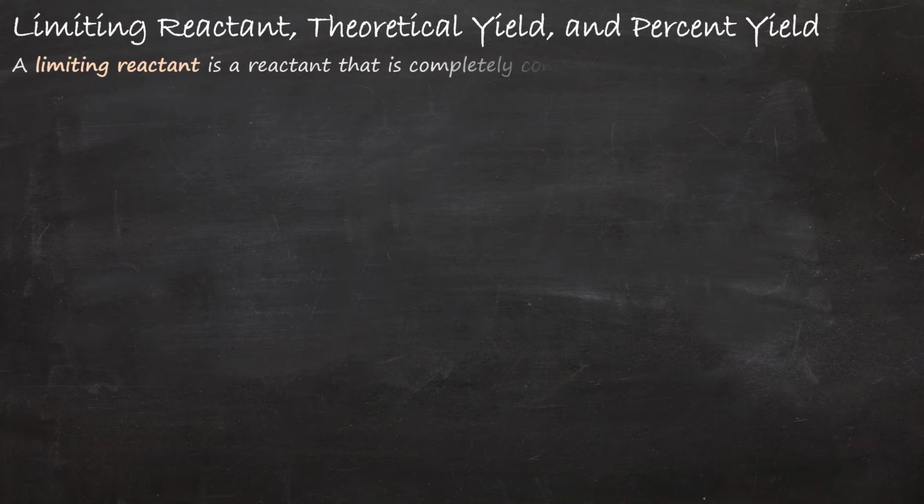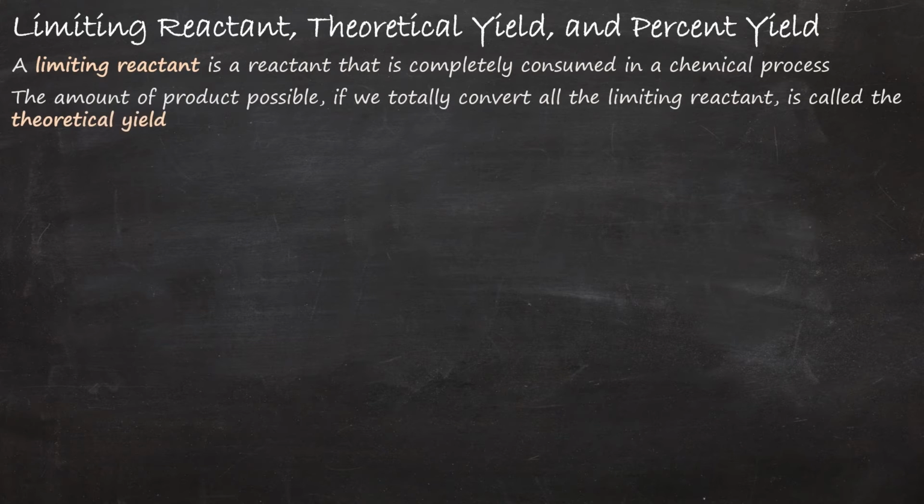A limiting reactant is a reactant that is completely consumed in a chemical process. Obviously, the amount of product we get in the reaction will be restricted by this limiting reactant. And if we convert all the limiting reactant to the product, the amount of product we obtain in the computation is called the theoretical yield.